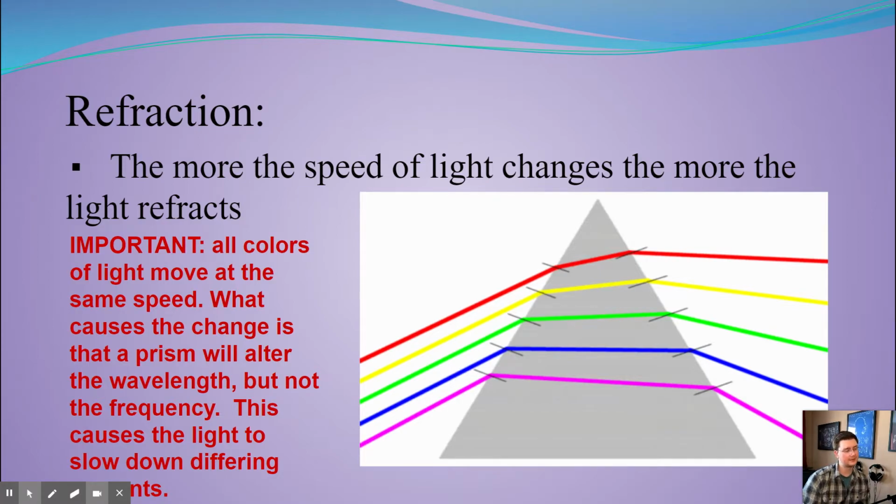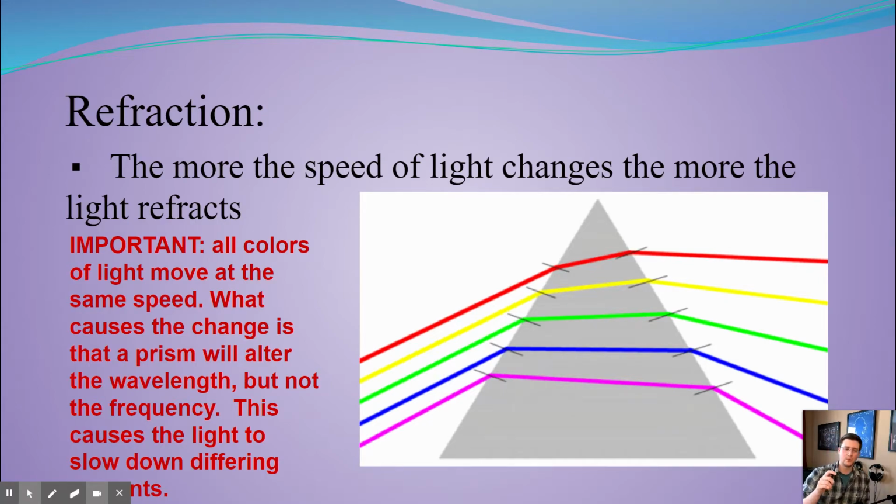The other piece is going to be the type of color. It actually affects colors differently. It bends red light less than it's going to bend blue and violet light. And the reason is that all colors of light move at the same speed, right? The speed of light is the same. What causes the change in that prism will alter the wavelength, but not its frequency.